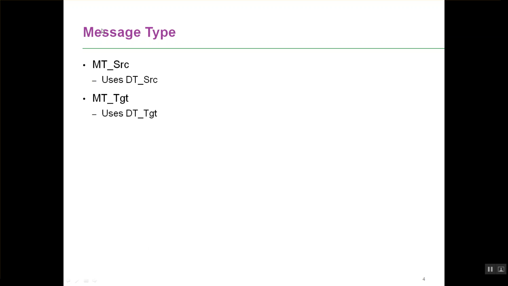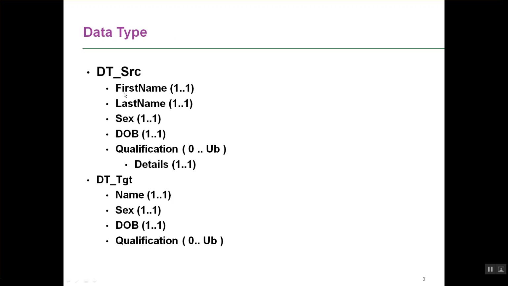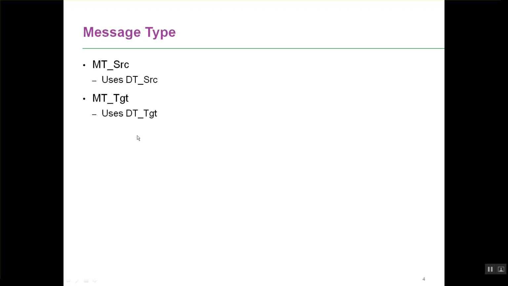Okay, message type is an encapsulation for the data type. Because we defined two data types in the previous slide, you will have to create two message types. One is going to be called MT_SRC, where MT stands for message type and SRC stands for the source message type, and MT_TGT, where TGT stands for the target message type. And because message types are encapsulations of the data types, MT_SRC will use the DT_SRC that was defined here, and the MT_TGT would use the DT_TGT that was defined here.